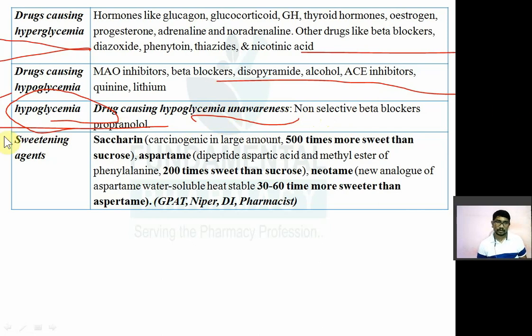Now there are certain different sweetening agents. For example, saccharin. Saccharin sodium is used as a sweetening agent, which is carcinogenic in nature. It is 500 times sweeter than sucrose. Then aspartame is also there. Aspartame is nothing but the dipeptide of aspartic acid and the methyl ester of phenylalanine. Remember, aspartame is 200 times sweeter than sucrose. Its analog is also there, its brother, known as neotame. Neotame is also 30 to 60 times sweeter than aspartame.